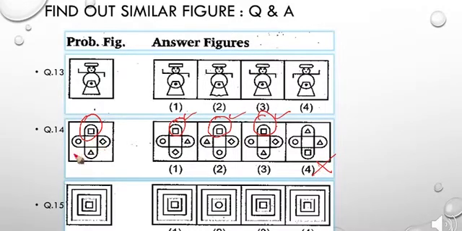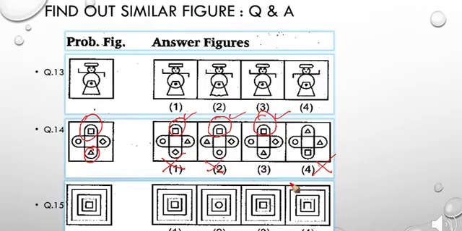Now let's check another design. At the bottom of this vertical design, we can see there is a triangle. So let's find if triangle is there in the answer figures. In answer figure 1, this design is a diamond shape, but in problem figure it is a triangular shape, so this cannot be the answer, this is ruled out. In the next answer figure, let's check at the bottom. At the bottom there should be a triangle, but here it is a circle, so this cannot be the answer.